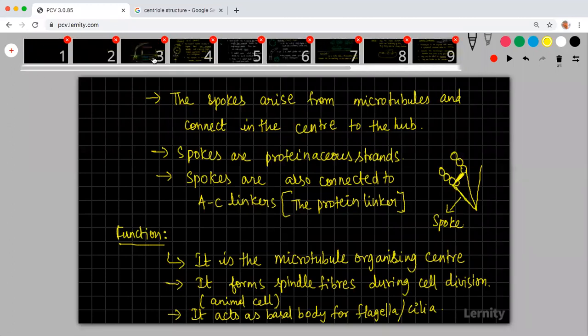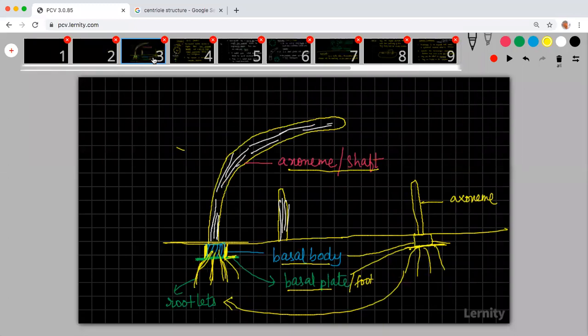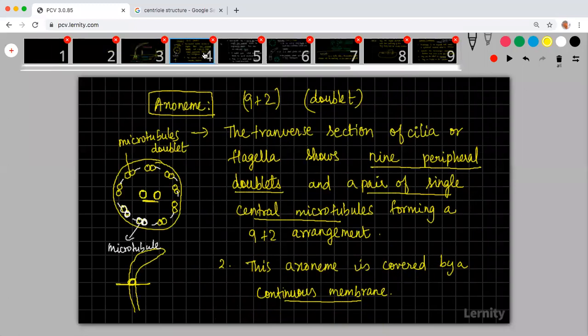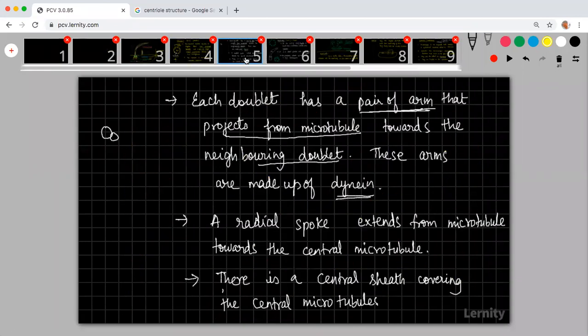So now coming to the third slide. First 2 slides are empty. Third slide. Fourth slide. Fifth slide. Sixth slide.